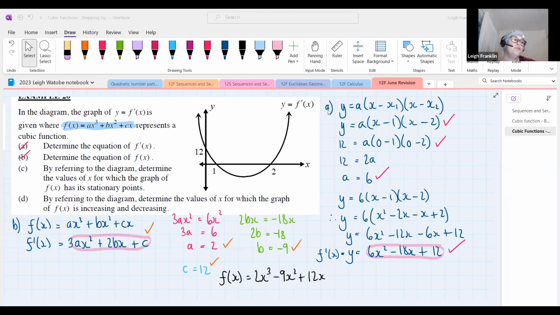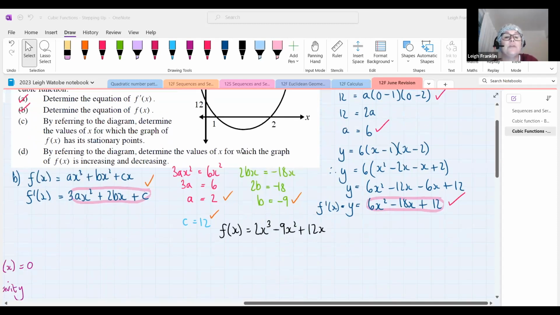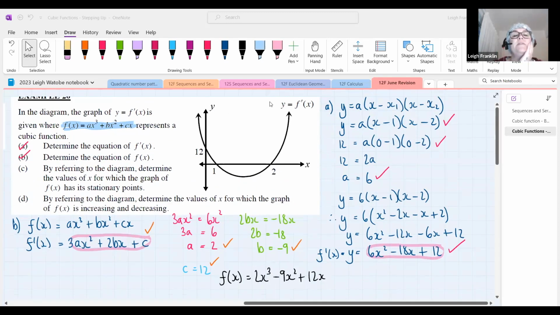Okay, so I've shown you guys how to use inspection. This is the inspection method, and we're using inspection here as well. All right, let's have a look at the next question. They say, by referring to the diagram, that's the diagram of the parabola f prime of x, determine the values of x for which the graph of f of x has its stationary points. So that means its turning points.